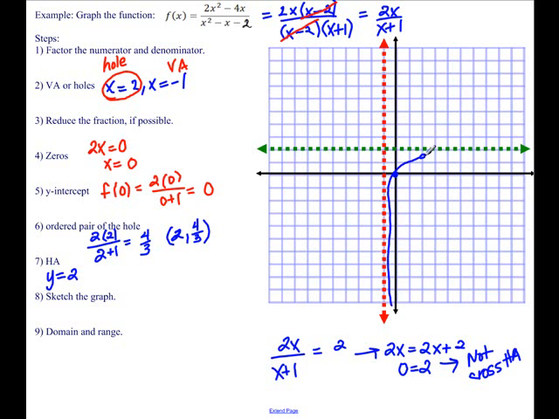Remembering that that is a hole, so we're going to continue on, look like that. So we're getting as close to that line y equals 2 as we can without really touching it, though that's very hard to distinguish exactly.